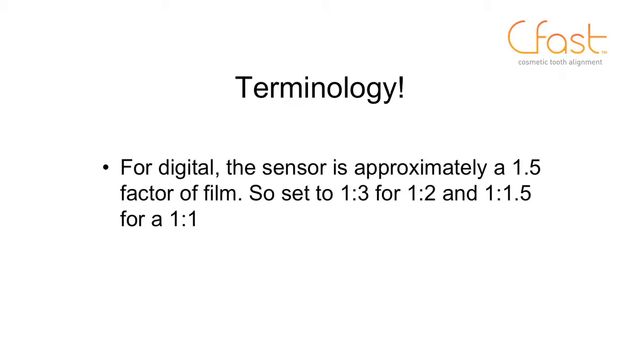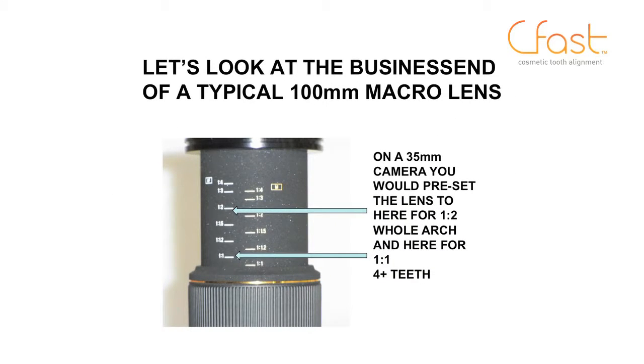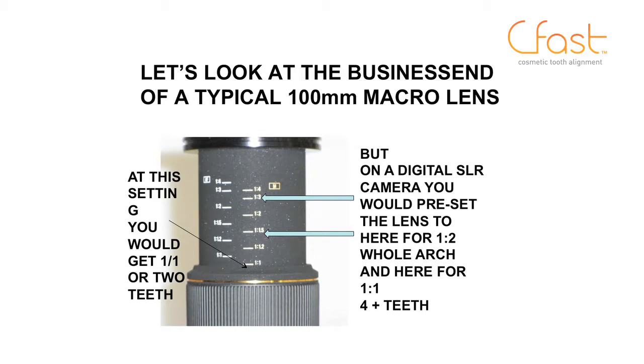So for a digital sensor, the sensor is approximately 1.5 factor of a film. So we set it to 1-to-3 for a 1-to-2 view and a 1-to-1.5 for a 1-to-1 view. So we have this set on the lens. This is an example, and we see the white here is if you were using film, but then when we get to the yellow, okay, this is the magnification factor that we have for digital. And again, we'll look at that close up when we look at the lens. Each lens slightly different, but they all have the two numbers.